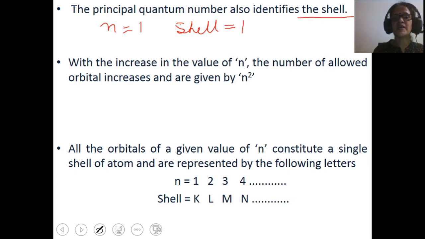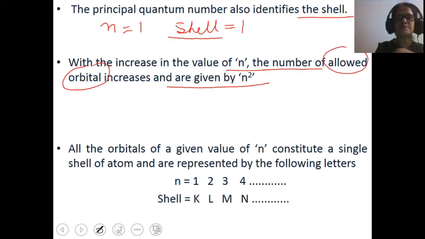Now the next point is that with the increase in the value of n, the number of allowed orbitals also increases and is given by n square. So if you know the value of n, you can calculate the number of allowed orbitals present in that shell. So n represents the number of the shell, and from the value of n, you can calculate the number of allowed orbitals present in that shell. So for example, if n is equal to 1, it will have how many orbitals? 1 square means 1 only. So n equal to 1 means the first shell consists of 1 orbital.